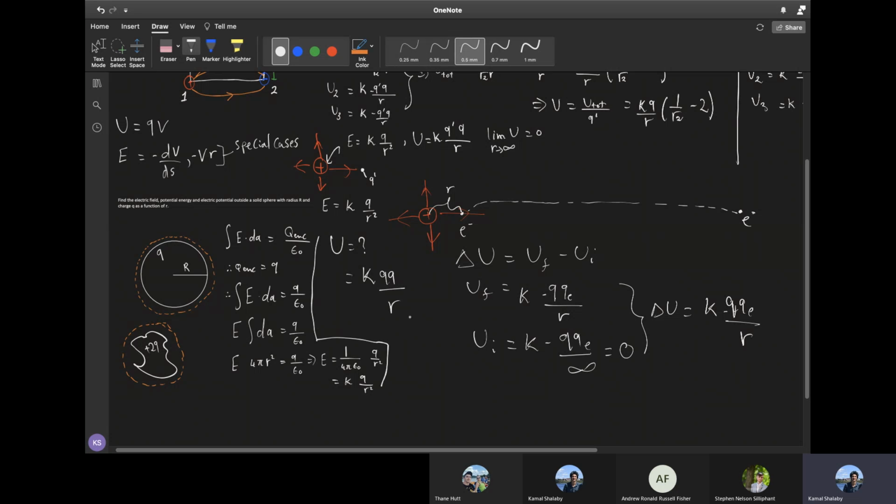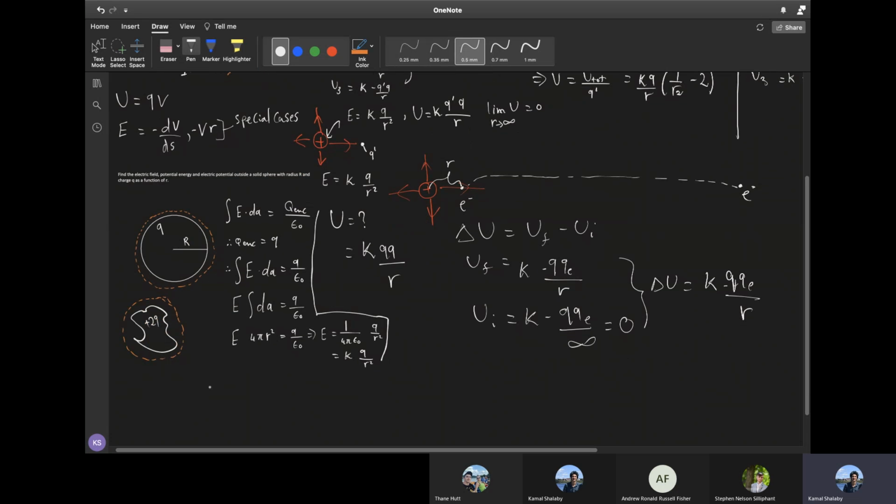Another way to check is with units. What are the units of electric field? Newtons per coulomb? Yes, indeed, newtons per coulomb.